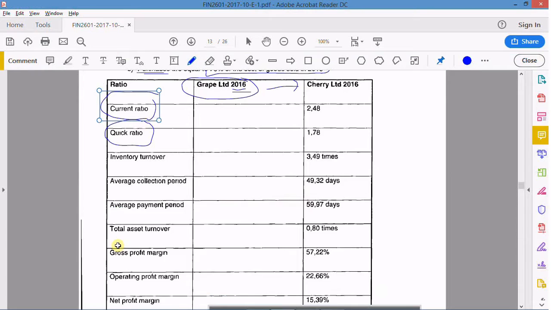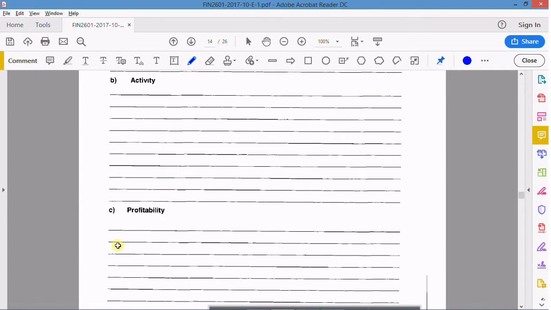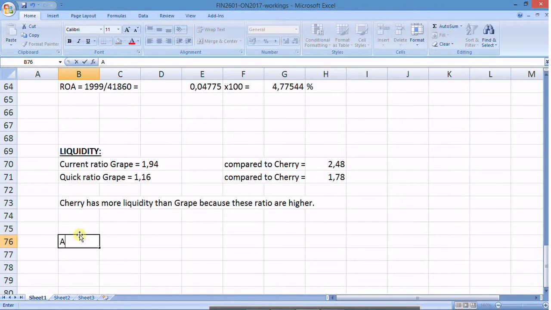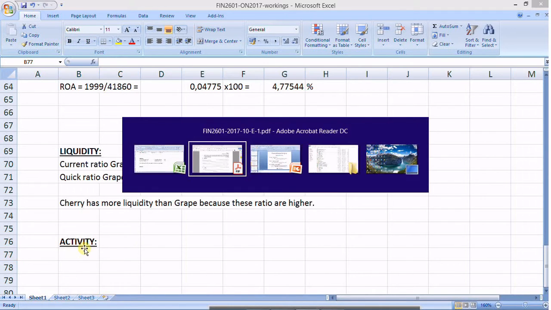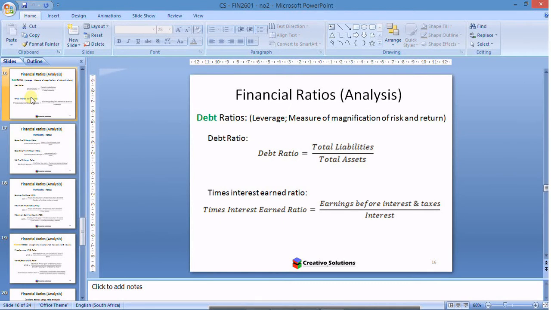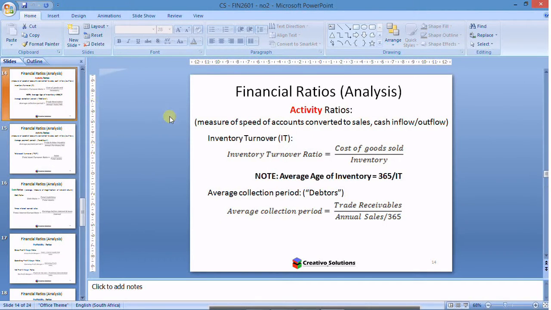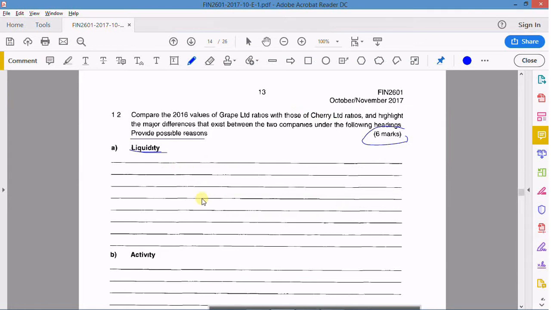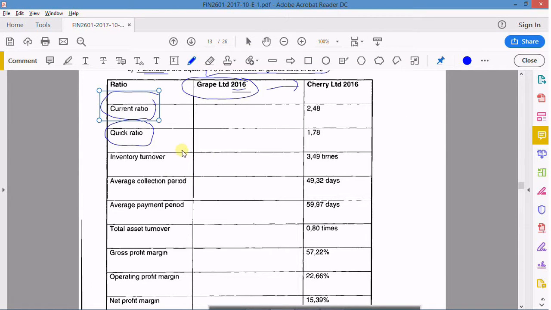Okay, so that's liquidity, activity, and then profitability. I don't know what activity is, so I'm guessing it's inventory turnover. Okay, activity is looking at operations. If you go to your notes, you'll see that's profitability, activities, that's debt. There's activity. So turnover, collection period, payment period, asset turnover. All of those four. Alright, so it's these four. Okay, that's activity.